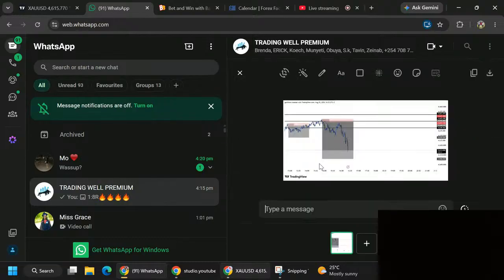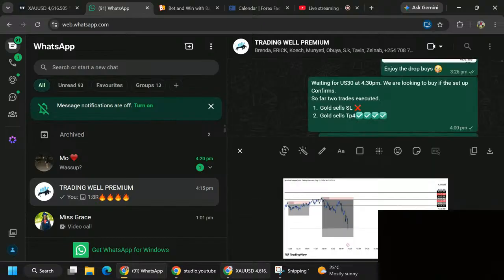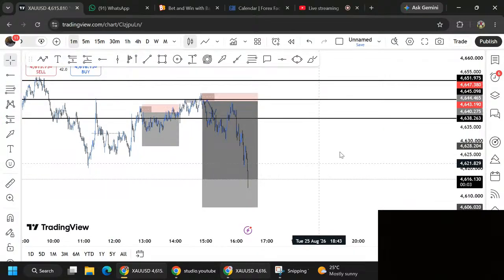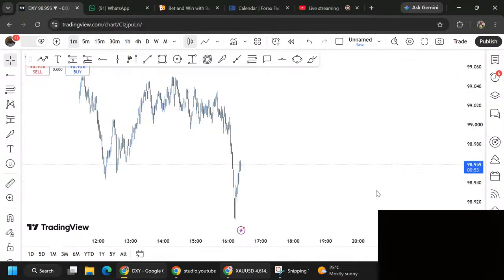Paste. Okay. Let's go back. So we're waiting for US30 to give us an entry. We're waiting for US30 to give us an entry.